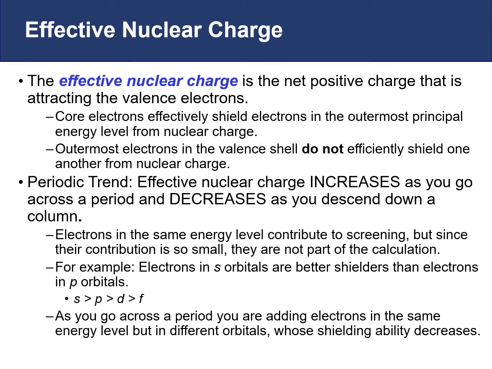The effective nuclear charge is the net positive charge that is attracting the valence, or outermost, electrons towards the nucleus. Core electrons effectively shield the electrons in the outermost principal energy level from the nuclear charge.